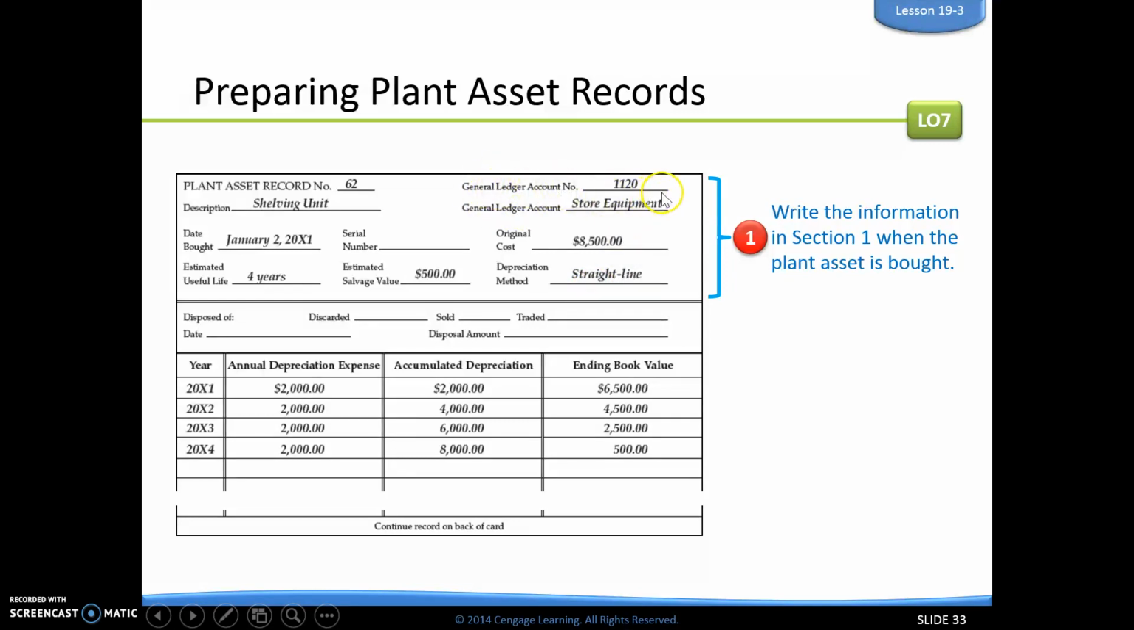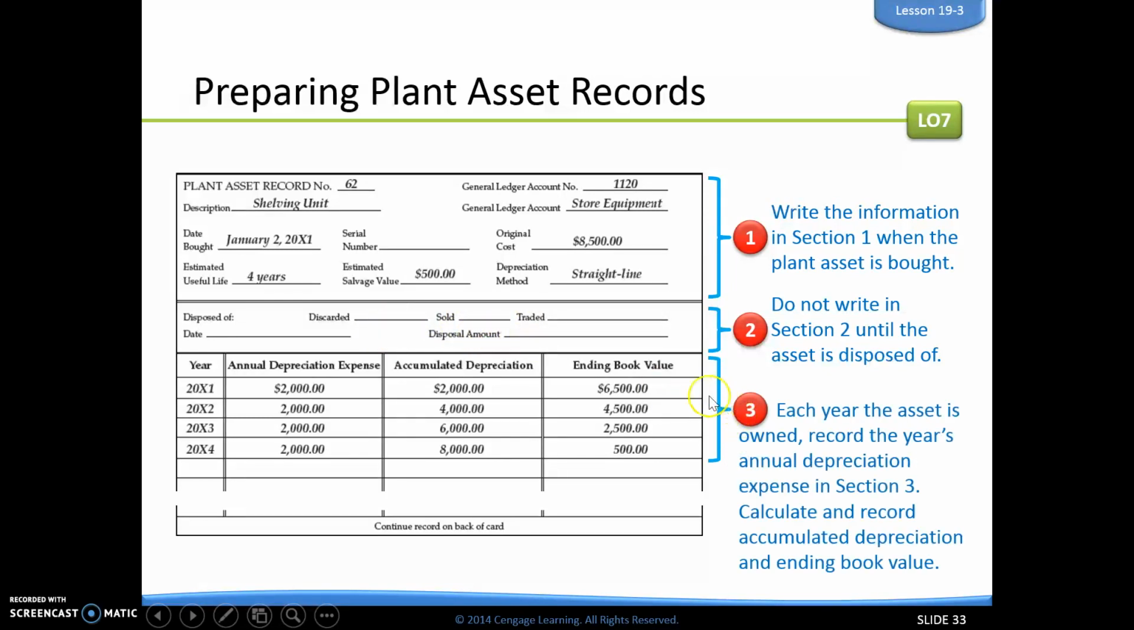Also in the upper right hand corner, it talks about any general ledger account information. So it says that the general ledger account number is 1120, and then also that it is recorded under store equipment. Section 2 here again is where we talk about if it is disposed of. We aren't actually going to write anything in section 2 in this chapter because we won't actually be disposing of those, but it talks about if it was discarded, sold, or traded, the date, and then what amount we got for it. And then section 3 is what we've already worked with in our last section, which was talking about annual depreciation, accumulated depreciation, and then our book value each year.